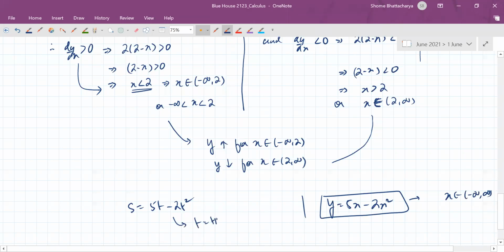T is time over here. Now we never take negative time. So therefore T obviously has to belong to 0 to infinity, or T can only be greater than or equal to 0. We should not consider T to be negative.